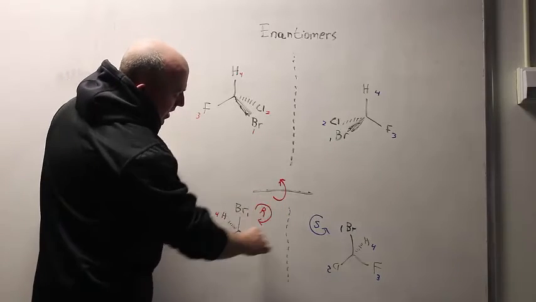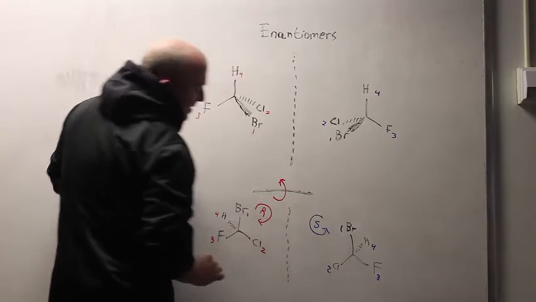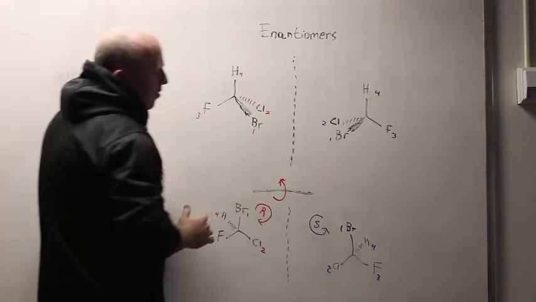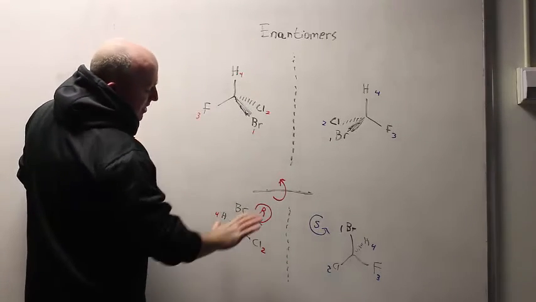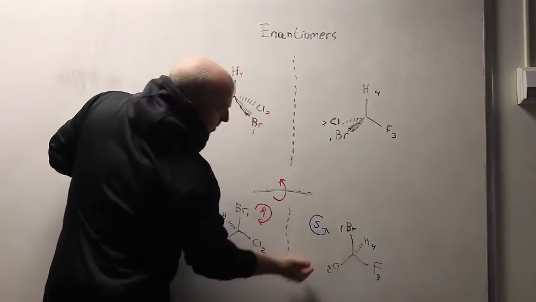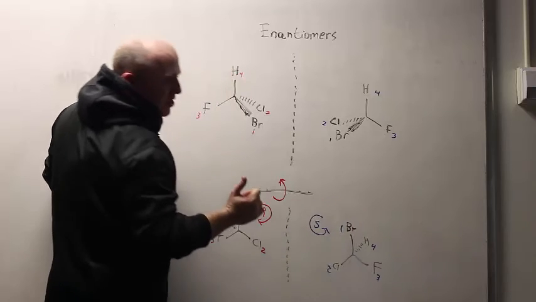You can do the clockwise, counterclockwise thing. You can use your right hand and your left hand in order to figure this out. Or alternatively, you can do what I do, which is if my right hand works, then this is R. If my right hand is not working because my thumb is opposite the H, then it's S.